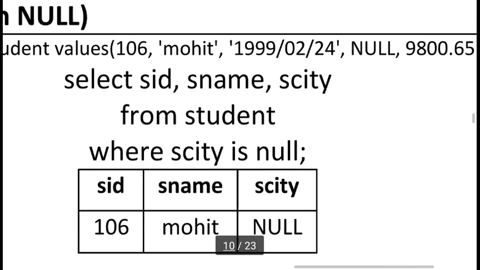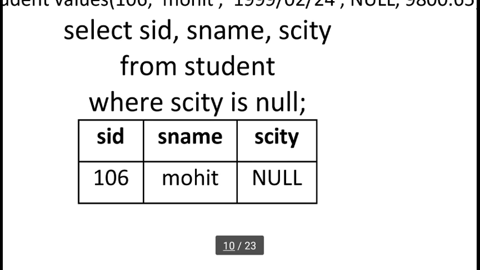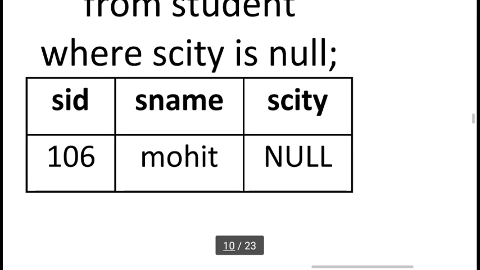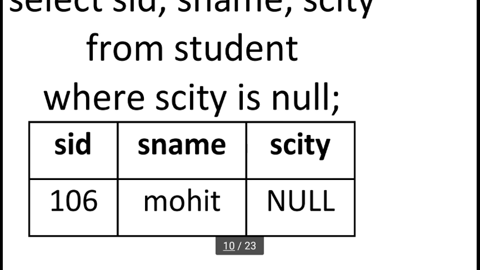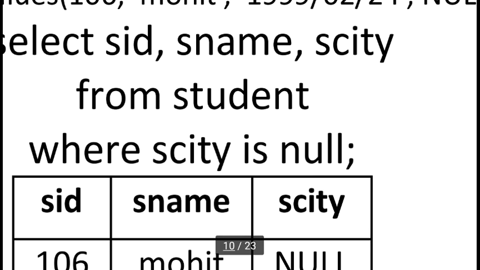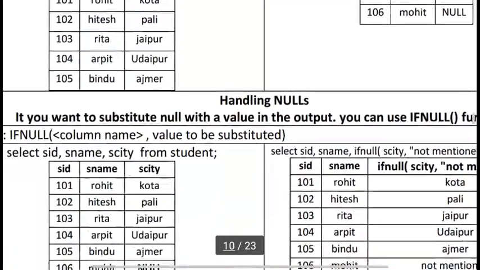Suppose you use select SID, SNAME, SCT from student where SCT is null. Only 101 Mohit has a null value in SCT, which means SCT data is not available for Mohit. This is unknown data, and I only want to see the unknown data of city, which is null. Here it is important that you cannot write SCT equal to null. You must use SCT IS NULL to see the null data. We can use IS or IS NOT. Okay.